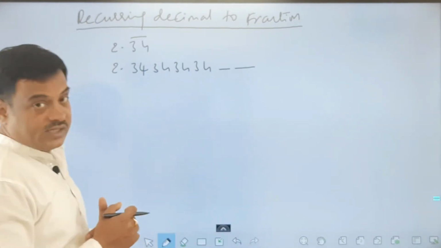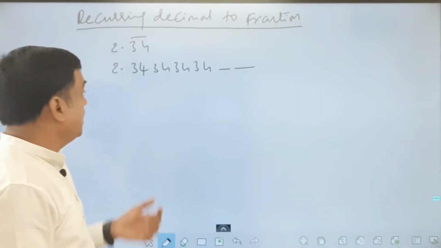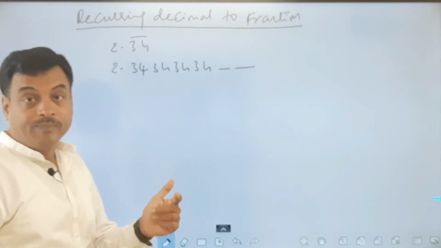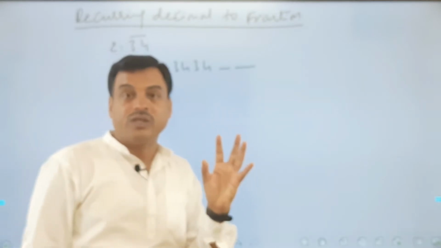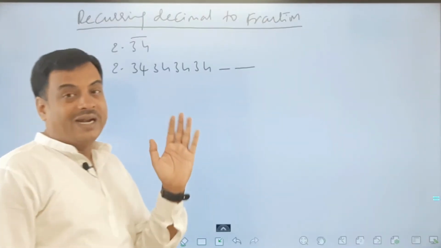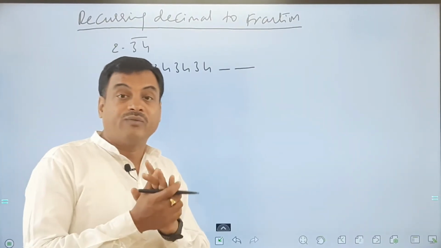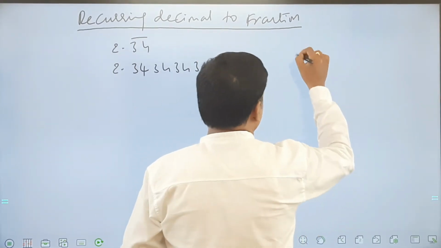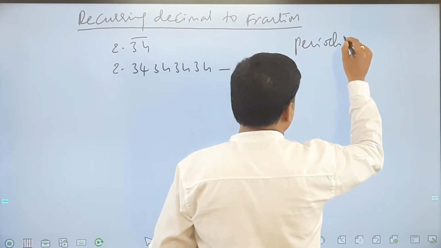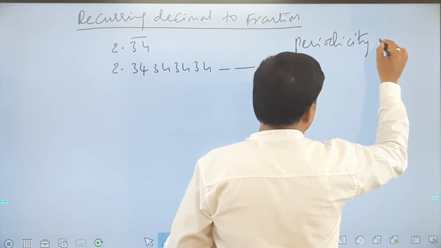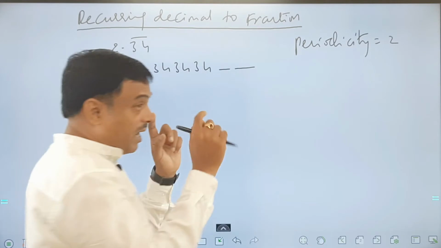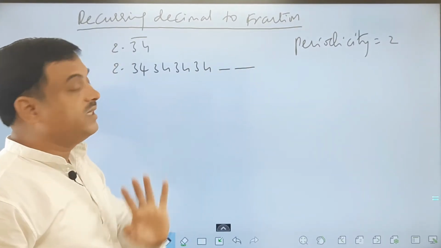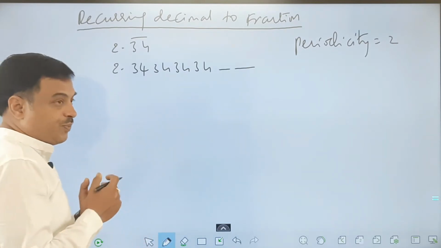Okay. Now first thing we need to know about recurring decimal. Here you can see under bar there are two decimals which are recurring, like 34343434 is recurring. Correct? So that is called periodicity. The number of decimals which are recurring is called periodicity. So what is periodicity here? Periodicity is 2 in this case. So periodicity is 2. Okay, that is first point to note.